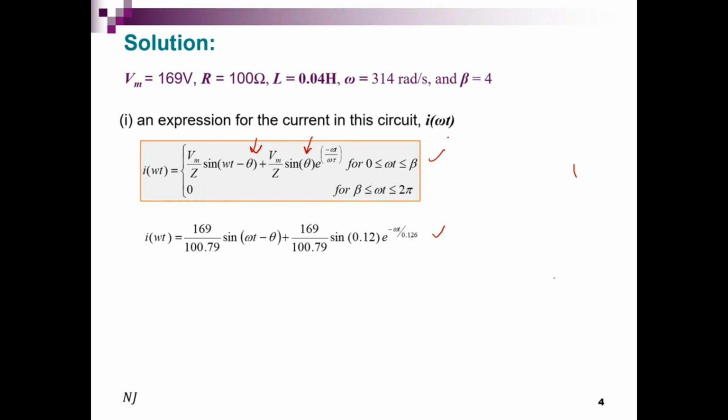Okay, so simplify this one. So you will get 1.68. Okay, so this is the final expression for the current. This is actually during the on condition.